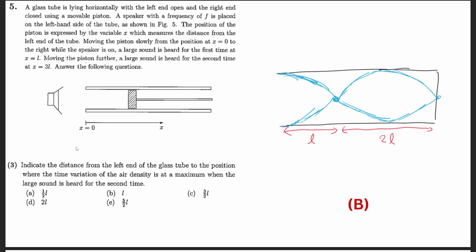Number 3. Indicate the distance from the left end of the glass tube to the position where the time variation of the density is at a maximum when the large sound is heard for a second time. So the time variation of the air density is at a maximum means where is the position of the node when the distance is 3L, and we know that the position of the node is at position L, so the answer is B.